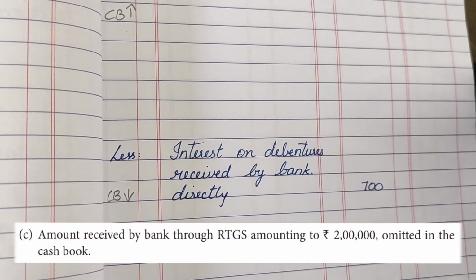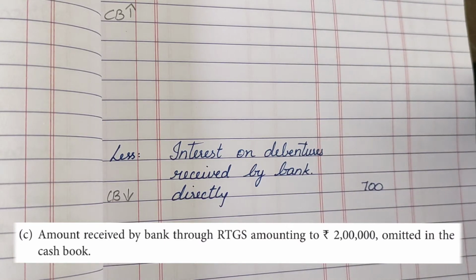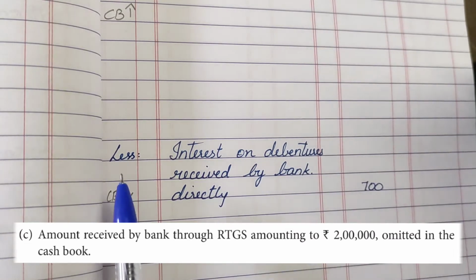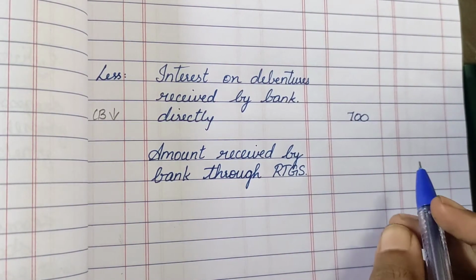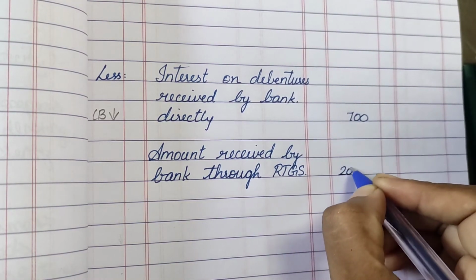Next transaction is amount received by bank through RTGS amounting to 2 lakh omitted in the cash book. So here also the amount is being received by the bank and it is not yet recorded on the receipt side of the cash book. So cash book is decreasing since the bank has recorded it on the receipt side as deposit. So bank passbook is increasing. So since the cash book is decreasing, this item also comes to the less category. After writing amount received through RTGS with bank, put the value in the inner column.